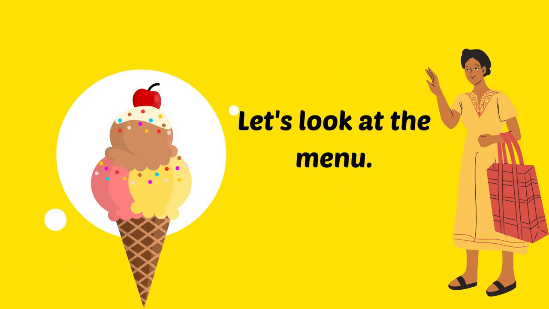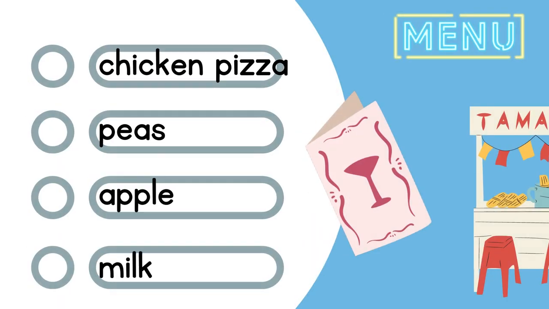We're going to have a look at the menu. Now we have the first set of the menu. In this set, we have chicken pizza, peas, apple, and milk. Let's read together. Chicken pizza, peas, apple, milk. Good job. These are the foods we have in this set of the menu.